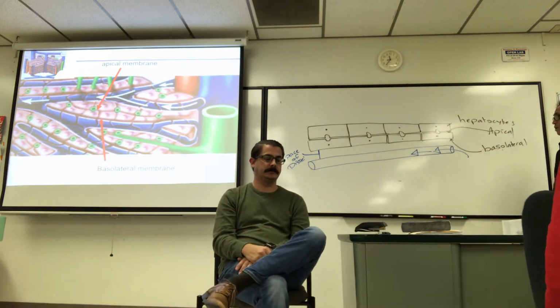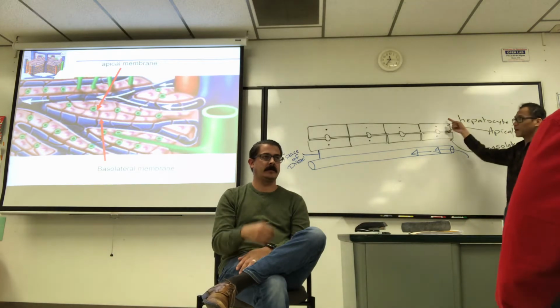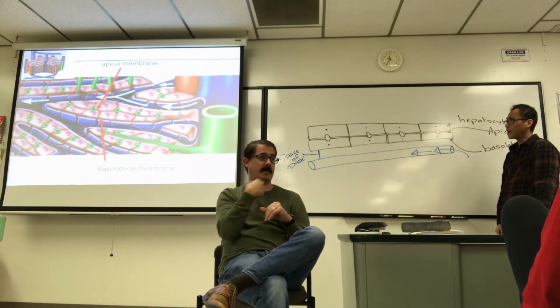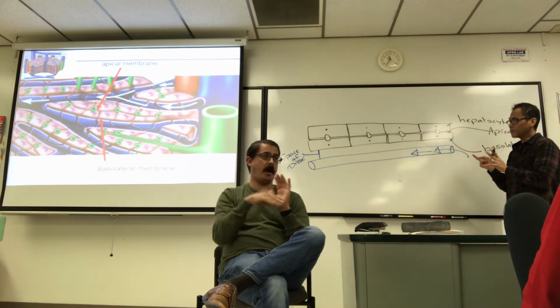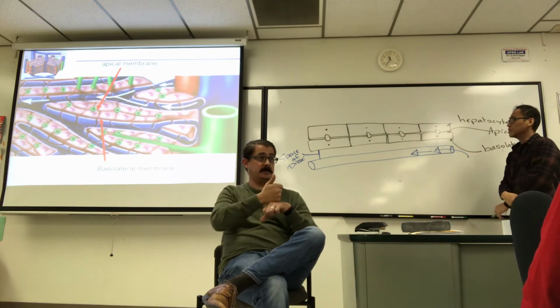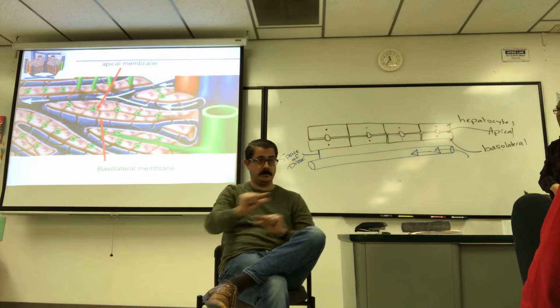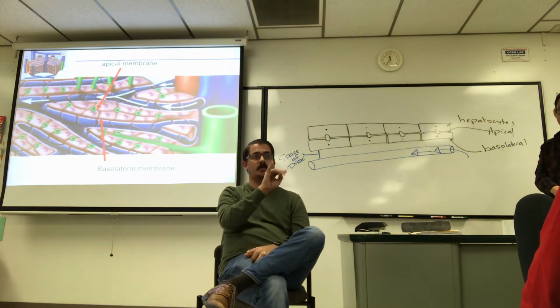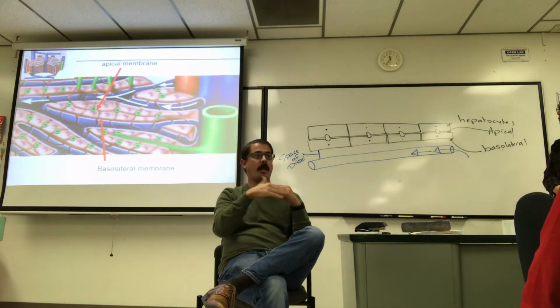And so you have a sinusoid at the top too. I won't draw it, you can see it on the picture. There's one on the top and the bottom. So by having this arrangement, two rows of cells, every cell is exposed to the sinusoidal blood as it flows towards the central vein.